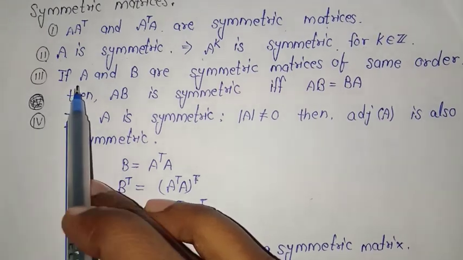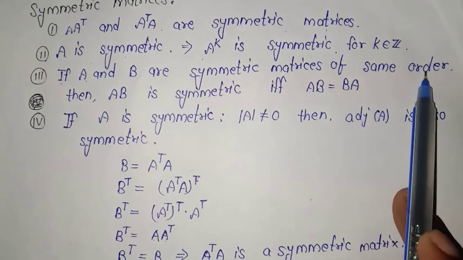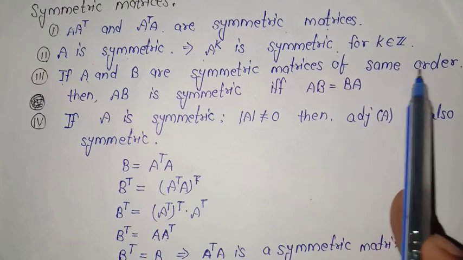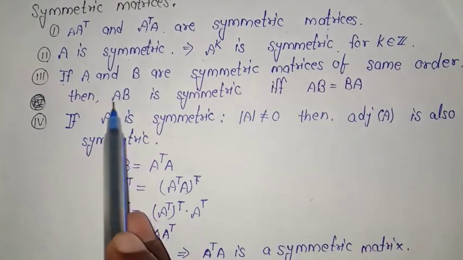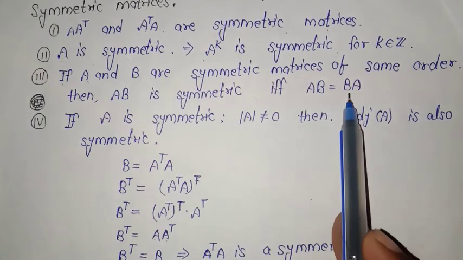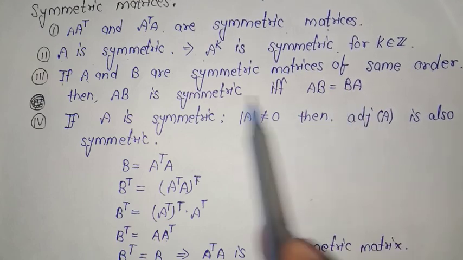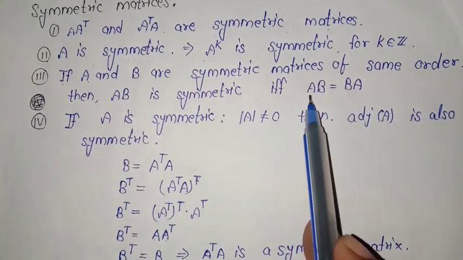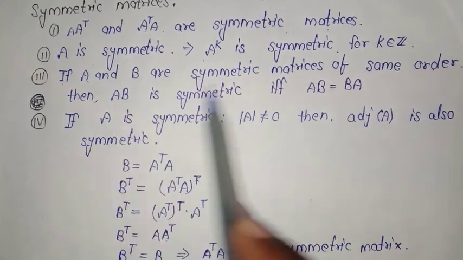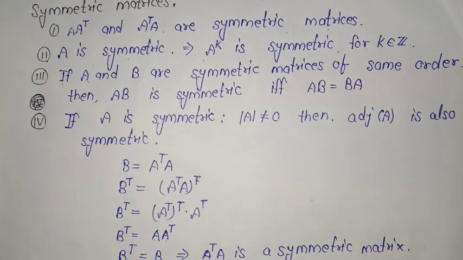Now we will prove the third property. So this is just a statement, remember it. If A and B are symmetric matrices of same order, then AB is symmetric. Suppose you have two symmetric matrices which have the same order, then the product of those two matrices is also symmetric if and only if they commute with each other. That is, AB equals BA. If this condition holds, then AB will be symmetric. And it is given that A and B are symmetric matrices of same order, and if these conditions are given, then AB must be equal to BA. So this was property number 3.